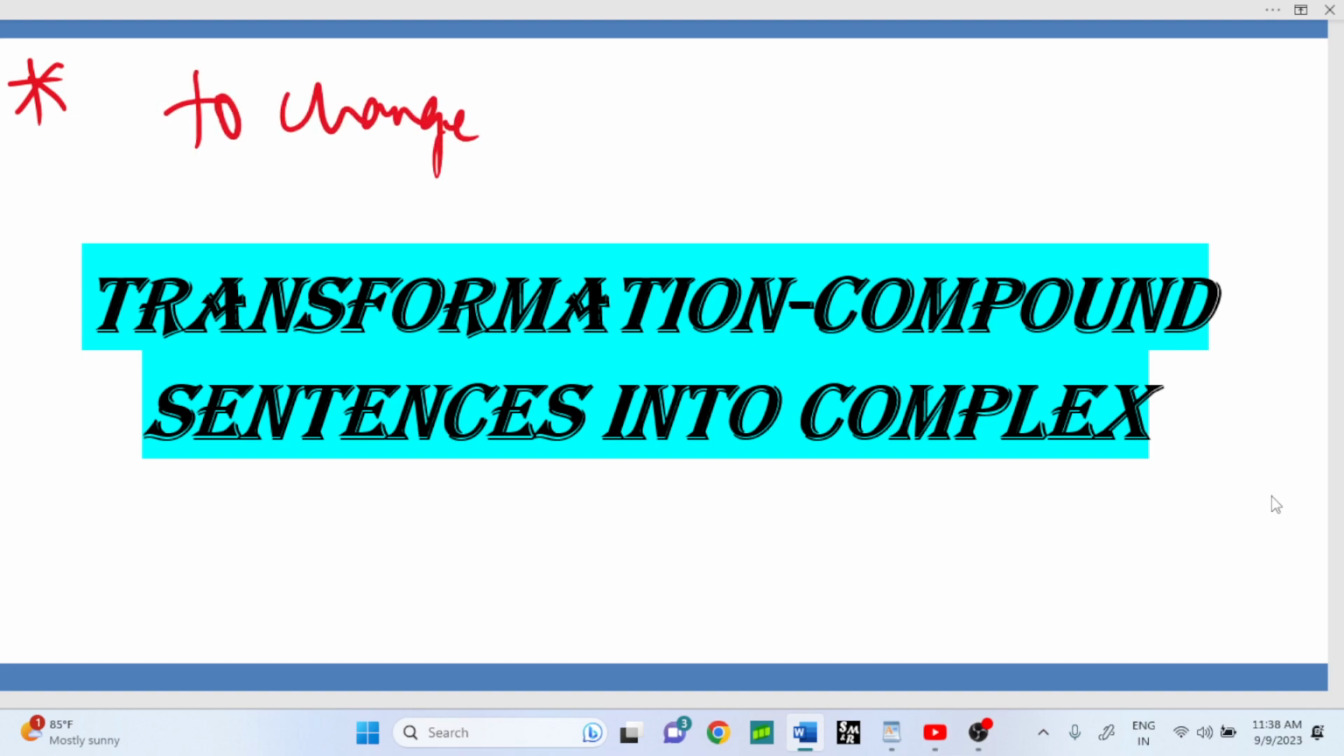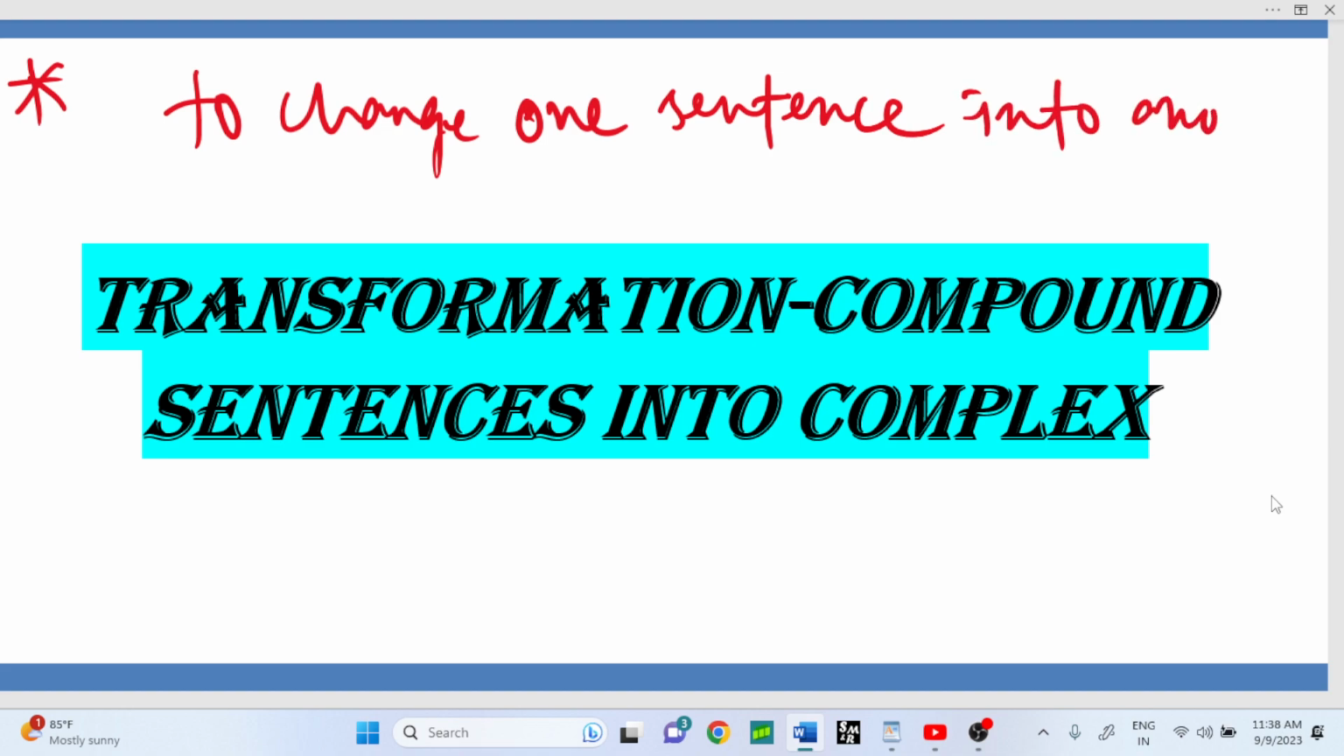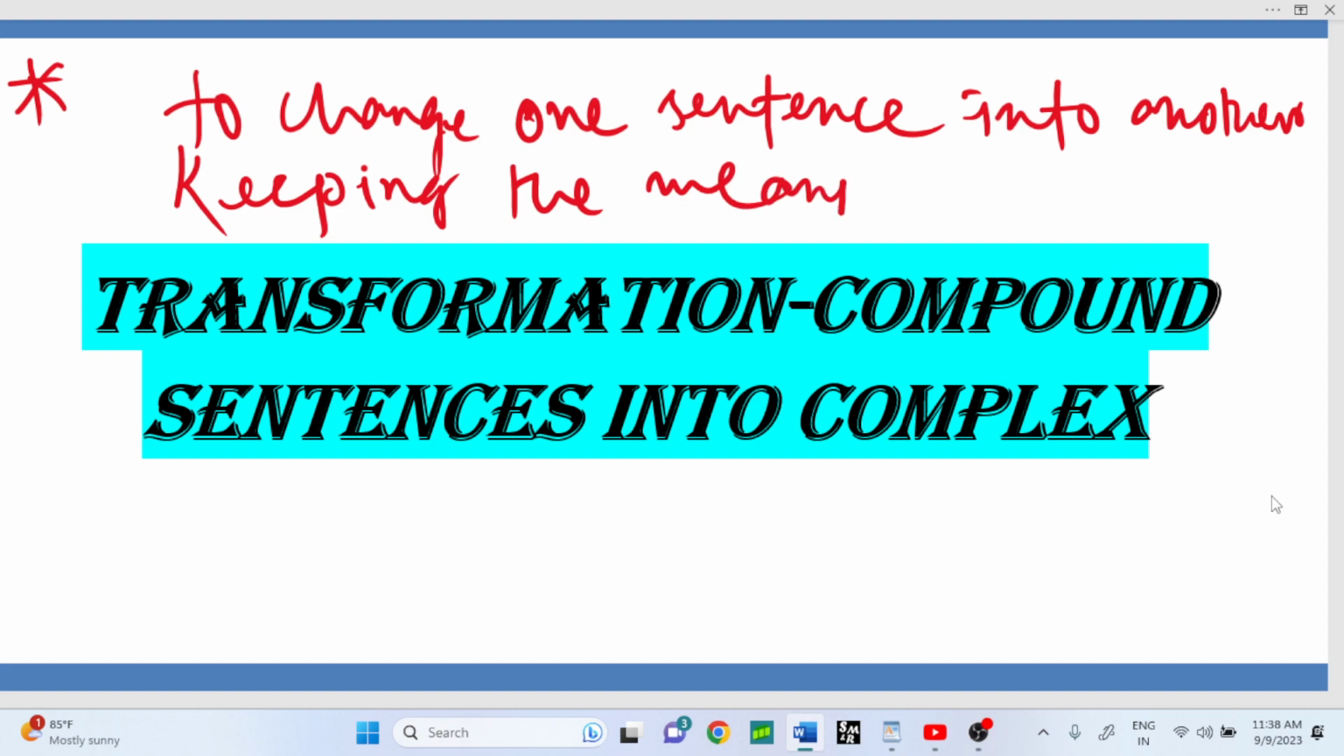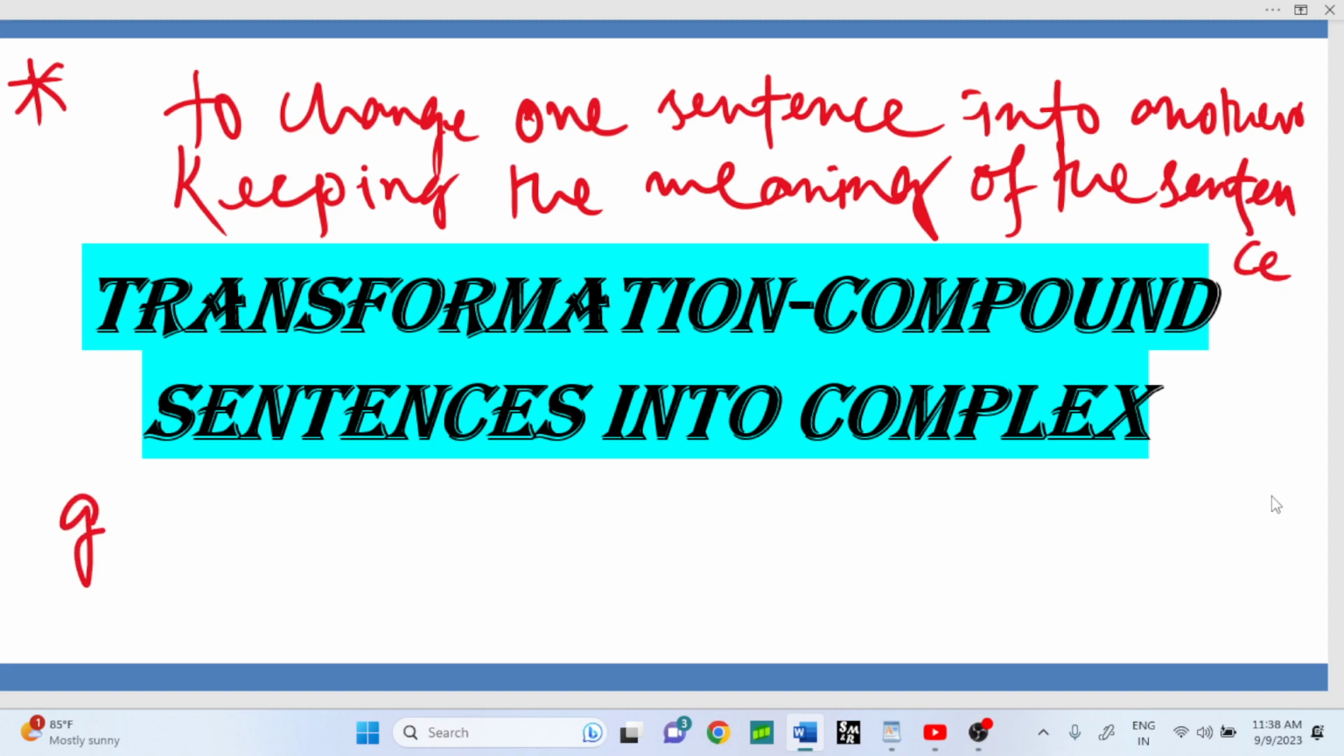To change one sentence into another, keeping the meaning of the sentence given intact. That's when we have to change one sentence into another sentence, but we have to keep the meaning of the sentence given intact. Okay.